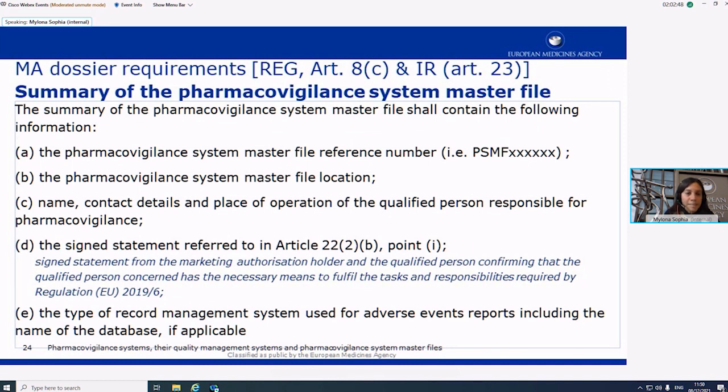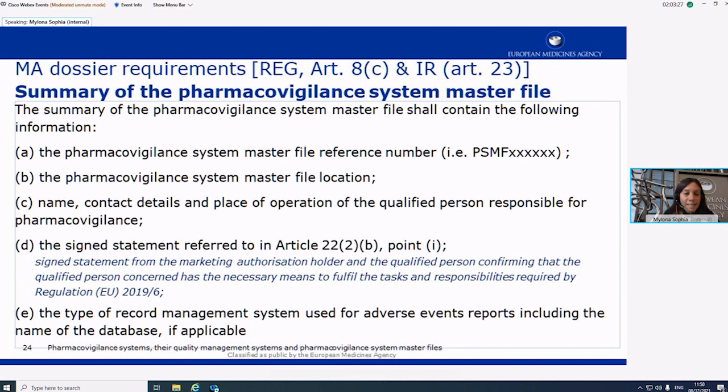Now, as I promised, you can see on here, and of course you can go back and read the summary of the pharmacovigilance system master file. The elements we expect to find there are the pharmacovigilance system master file reference number, and I'll go into more detail on that in the next slide. The pharmacovigilance system master file location, that should be the full address of the site where the PSMF is declared, the name, the contact details, and the place of operation of the qualified person responsible for pharmacovigilance.